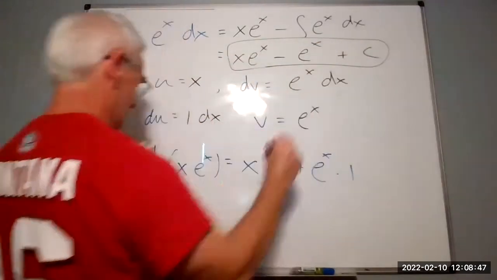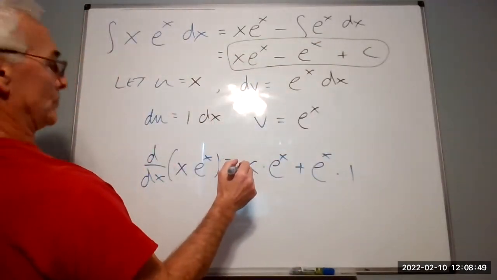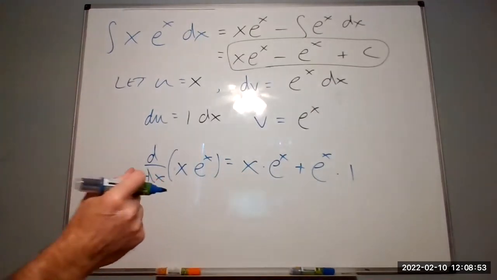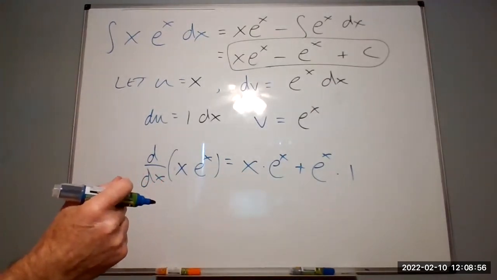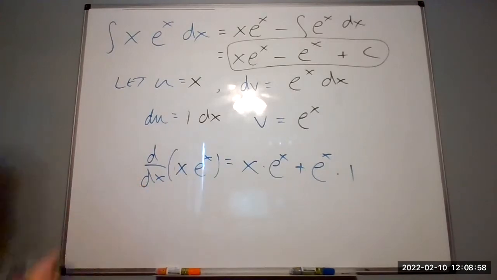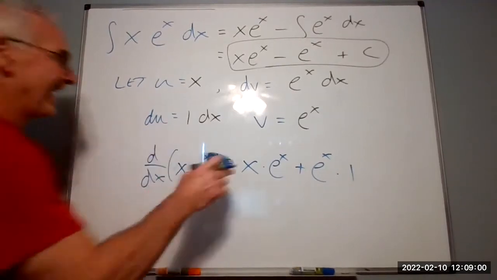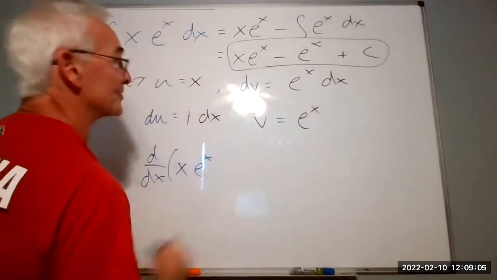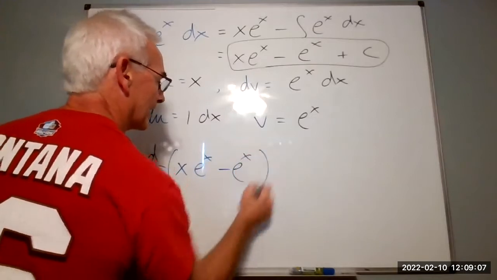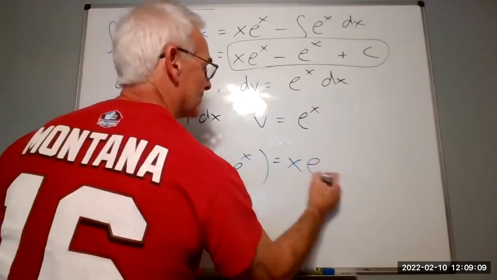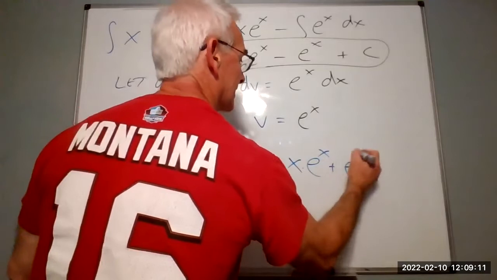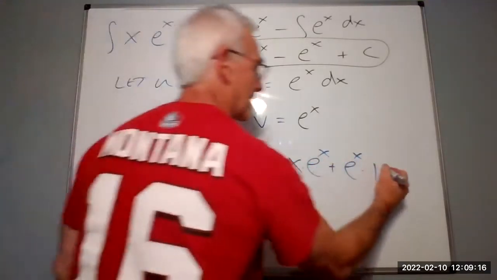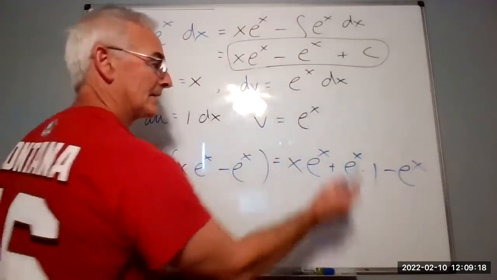Is that the answer? So hold on a second. Minus integral of e du. Oh, I'm sorry, I'm looking at the wrong one. I want to differentiate this guy. Sorry. We have one more term. That's not all the way there. There we go. First times derivative of second plus the second times the derivative of the first, and then minus the derivative of this guy, which is just e to the x.